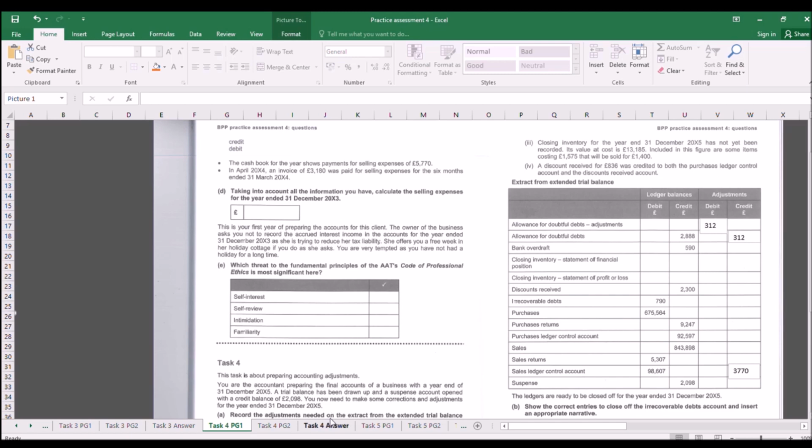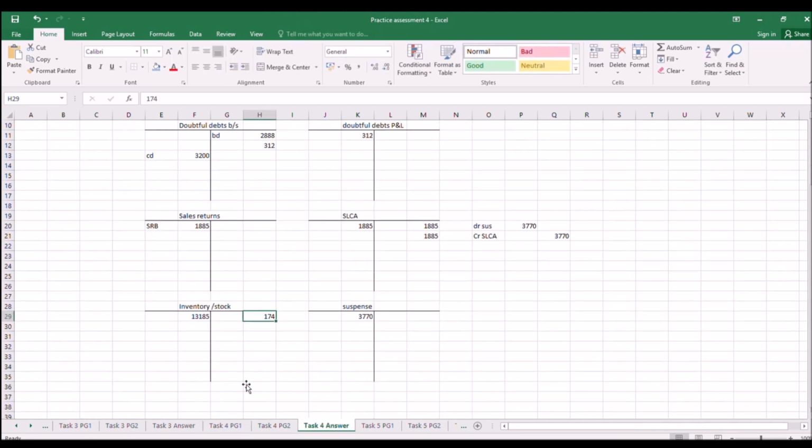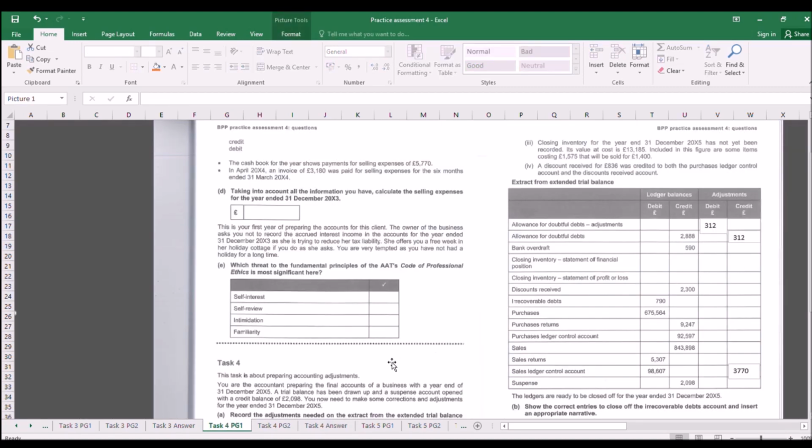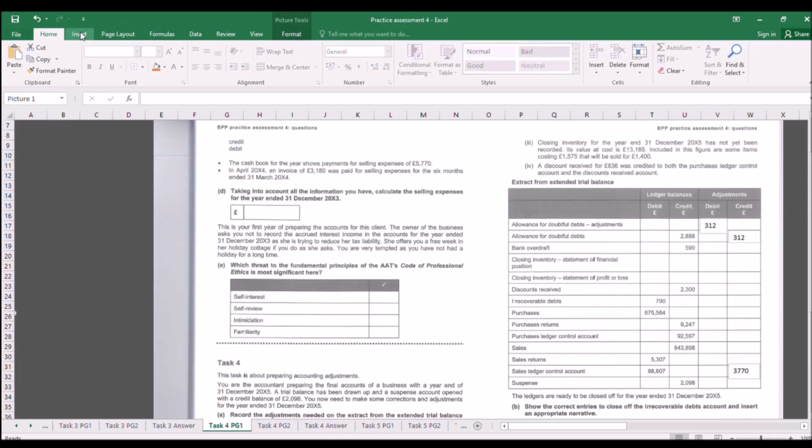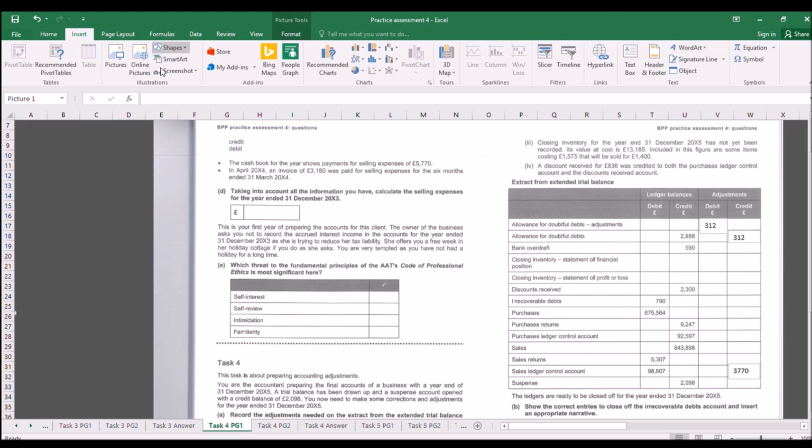So let's just go through and work out what our closing stock would be. Our closing stock is going to be that minus that. Okay. Let me just go through here. Closing stock figure there. Okay, so let's get that in now, because we're reading the rest of the question. We haven't got any other adjustments to our stock figures.